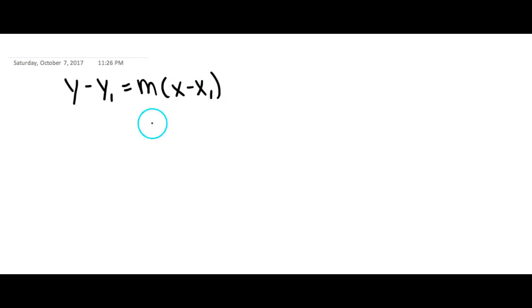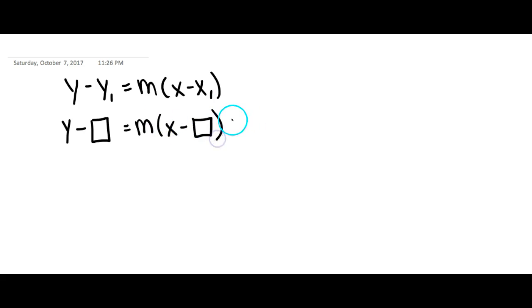And all that means is just what is that point? What is that y value? What's that x value? So the other way I like to think of this, y minus box equals slope times x minus box. And so if we are told that the slope is 1/2 and we are given the coordinate point -2, 3, all we need to do is go through and identify which one's x, which one's y.